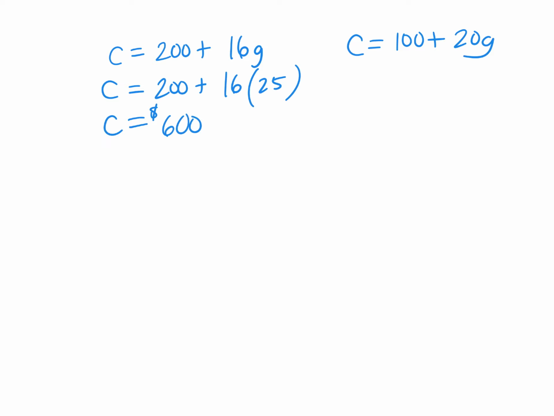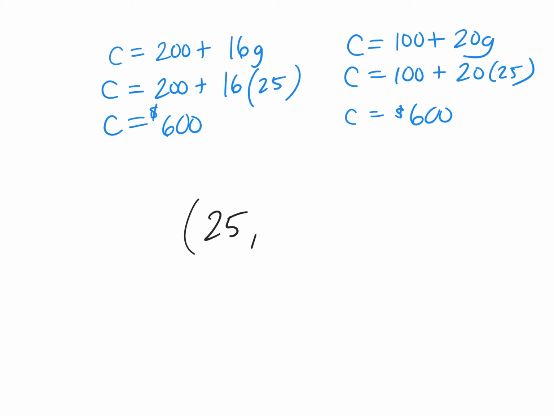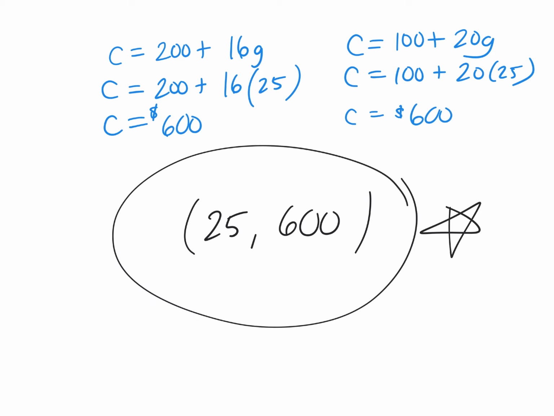And was it true for this one as well? You might as well just figure it out. The cost is 600. The point of intersection was, what was the G? 25. 600. So if they had 25 guests, the cost would be exactly the same. But if you graph this, what happens if they have more than 25 guests? Which one is cheaper? The cost is only the same for 25 guests. Once you have more or fewer guests, one of them is a better deal.